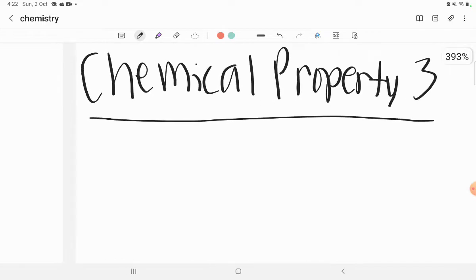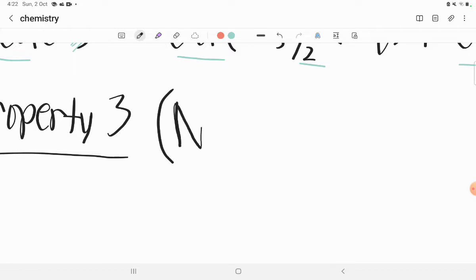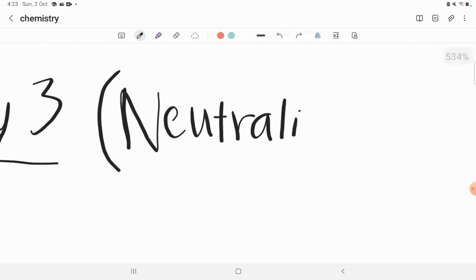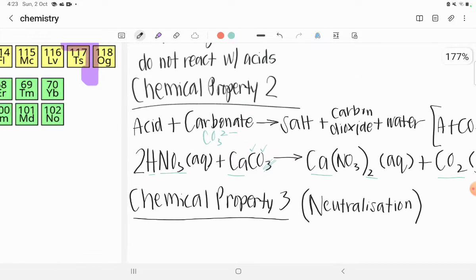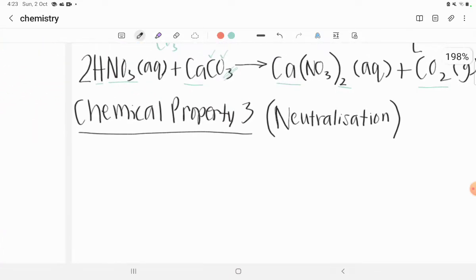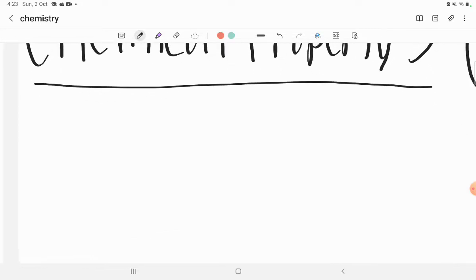Okay, chemical property number 3. It's called neutralization. It has a name. This chemical property is quite unique because it has a name, whereas for the other 2 chemical properties they do not have a name, or at least in the textbook it doesn't specify the name. Okay, I'll just teach you this first.